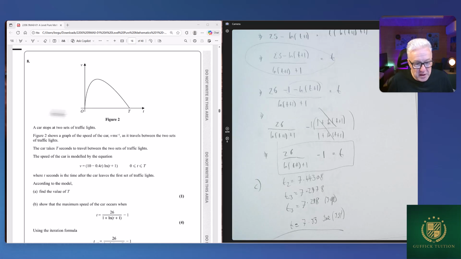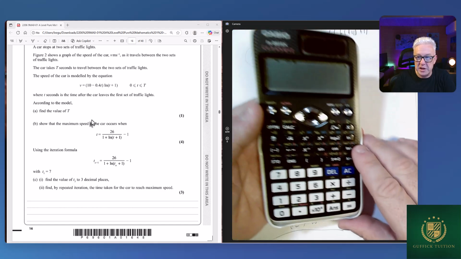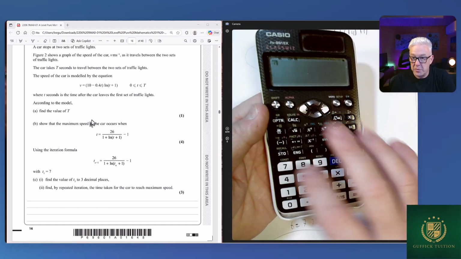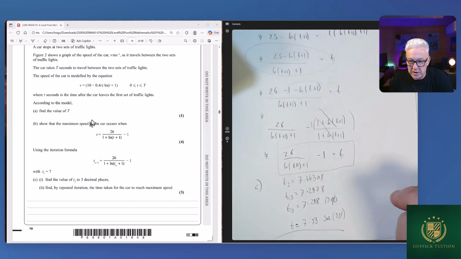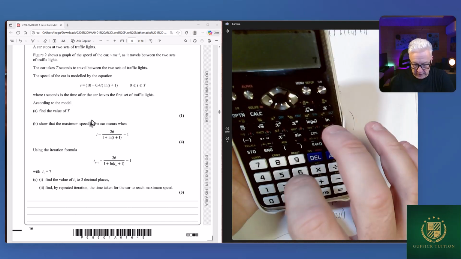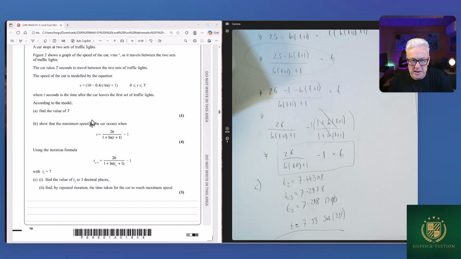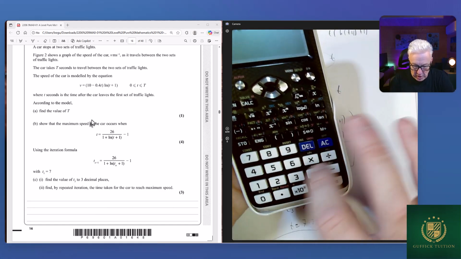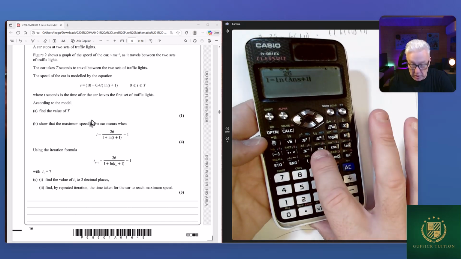Okay, the next bit. Use the iteration formula with t1 equals 7 to find the value of t3 to 3 decimal places. Okay, so this is the old spam equals thing. Now, obviously, it depends on what calculator you've got, but you put 7 in there, press equals, and that's it programmed into your calculator, the 7. And then we're going to have a fraction button, and we're going to have 26 over 1 plus ln(answer plus 1), close bracket.